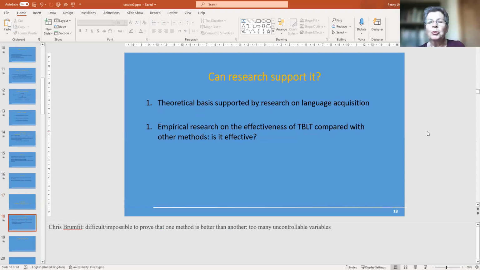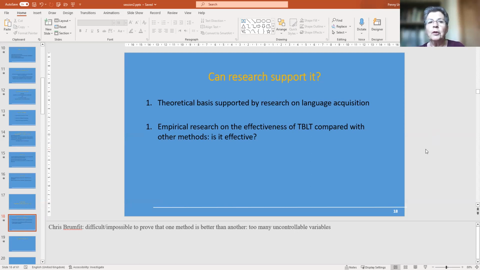So there's two aspects of research that could support it. This course is about research, so I'm looking at what the research can help tell us about, in this case, TBLT. So the theoretical basis supported by research on language acquisition, and the second one, that should be a 2, not a 1, I don't know what happened there, empirical research on the effectiveness of task-based language teaching compared with other methods.